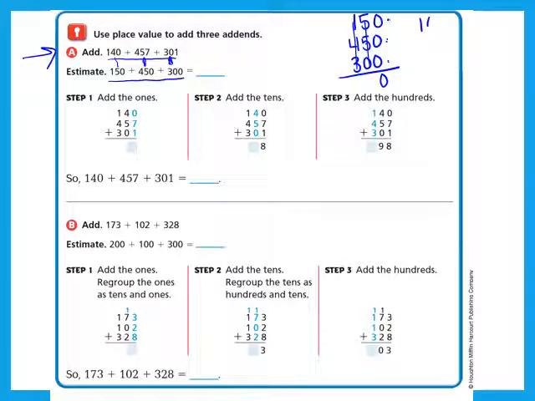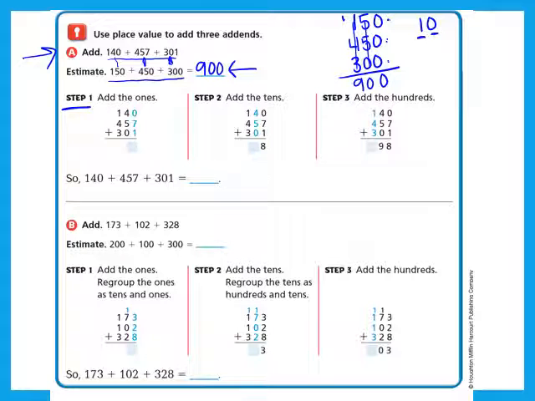So since I have 10, I need to regroup that. That's like saying I have 10 tens. So I have a 0 in this place and a 1 that I'm going to carry over. 1 plus 1 is 2. 2 plus 4 is 6. And 6 plus 3 is 9. So my estimate will be 900. And I know that my final answer should be somewhat close to 900.